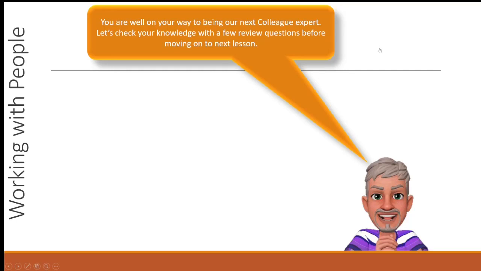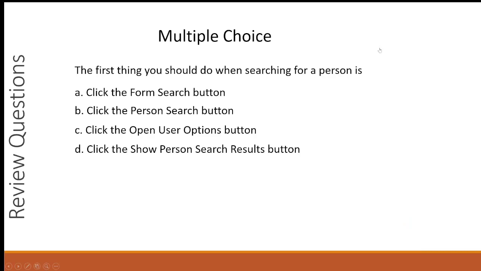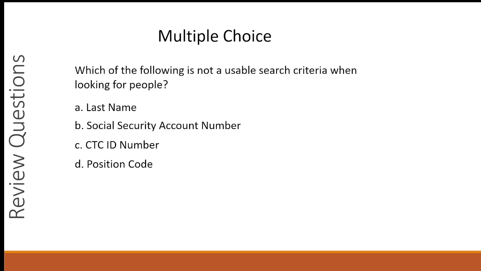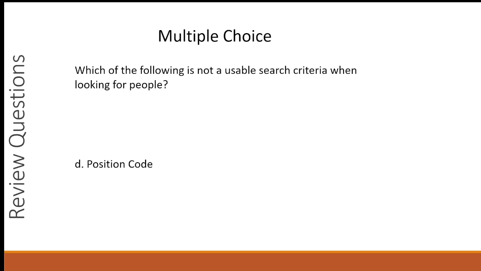So let's check your knowledge with a few review questions before moving on to the next lesson. The first thing you should do on searching for a person is: A, B, C, or D? If you said click the person search button, then you are correct. Which of the following is not a usable search criteria when looking for people? This should be an easy one. We never even mentioned position code.